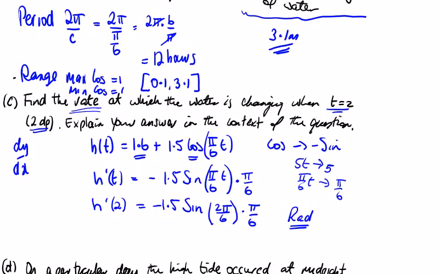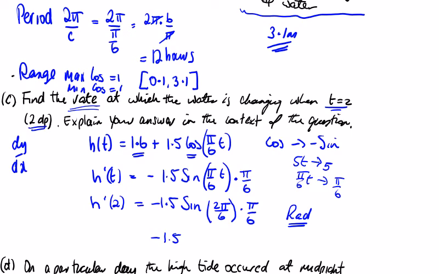or type into your calculator minus 1.5 by the sine of, we said pi over 6 times 2, or 360 multiplied by 3.142 or 3.14 over 6. And that comes out to be minus 0.68. And you're asked to explain your answer.